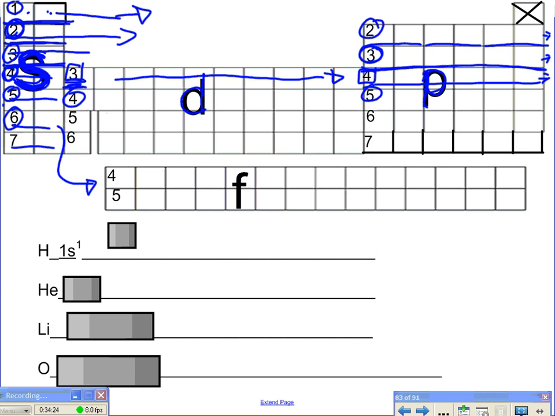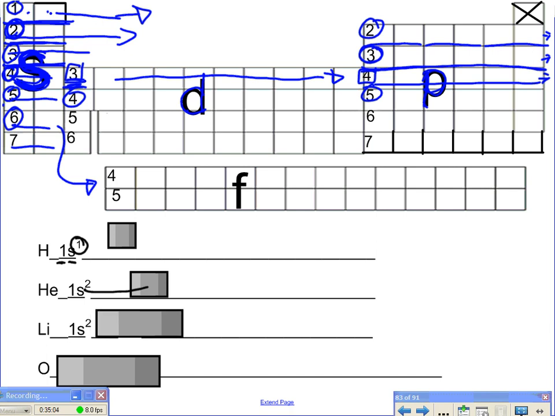then it would be 1s1, because it is the first element on the periodic table. So it has electrons in the first energy level, and in that sublevel S, there is 1 electron, and that's all the electrons hydrogen has. Helium has 2. So for helium, it's 1s2. Once we get past there, that's a total of 2 electrons.